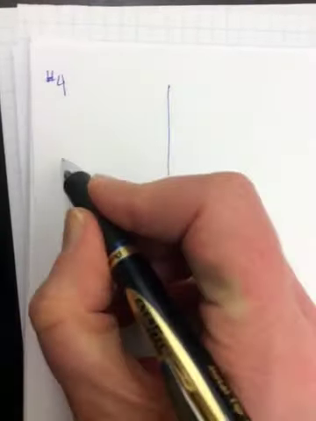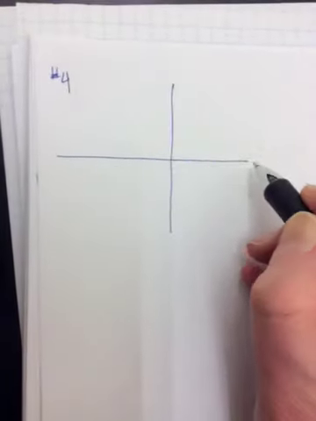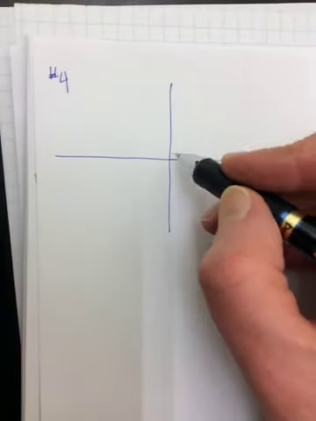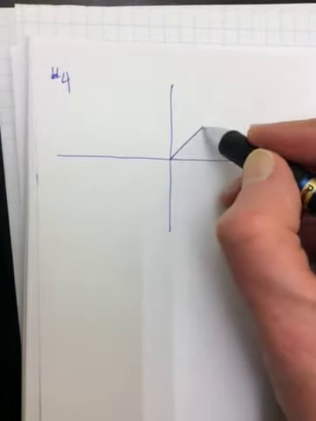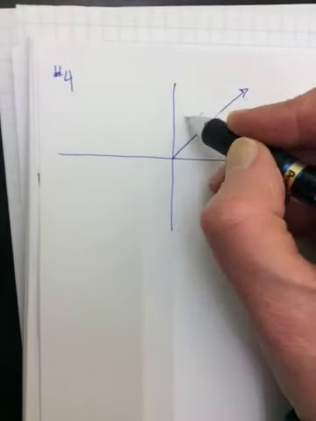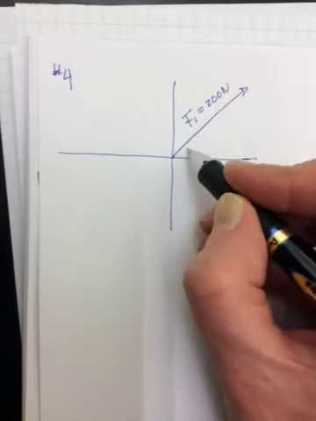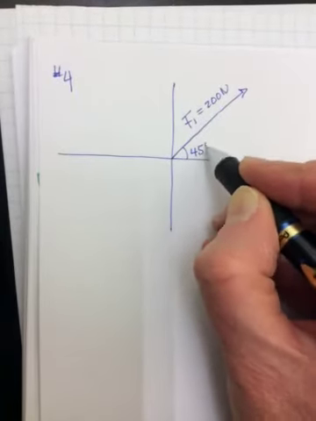All right, so number 4 on this little half sheet says 3 forces are exerted on a central ring. So this is number 4. Draw your XY axis. It says the first force is 200 newtons acting at an angle of 45 degrees. So 45 is here. It's 200 newtons, so F1 equals 200 newtons, and this angle is 45 degrees.